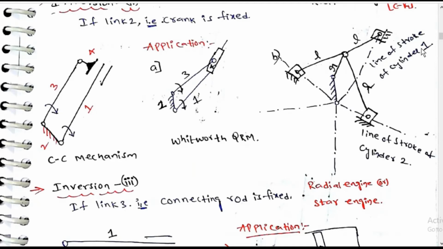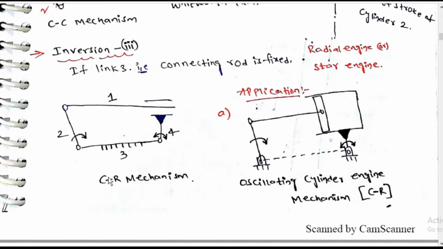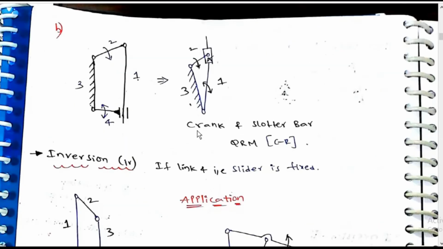Line of stroke of cylinder 1, line of stroke of cylinder 2. Inversion 3: if link 3, that is the connecting rod, is fixed, crank rocker mechanism. Application: oscillating cylinder engine mechanism. Crank and slotted bar QRM crank rocker.